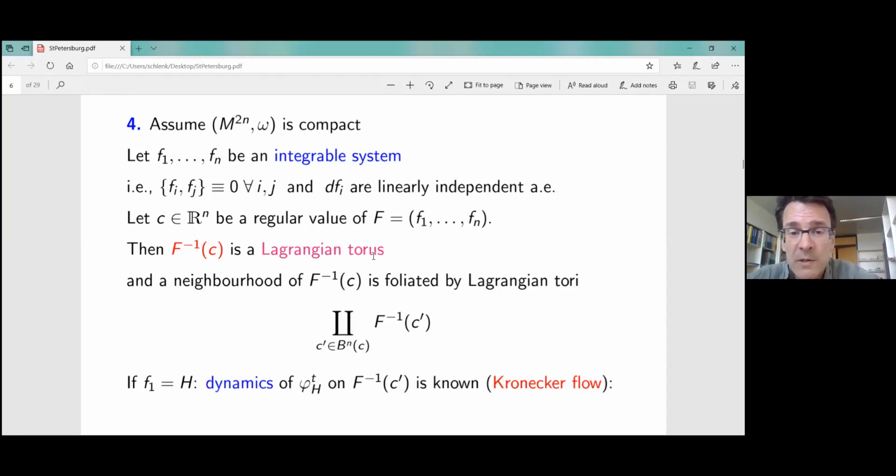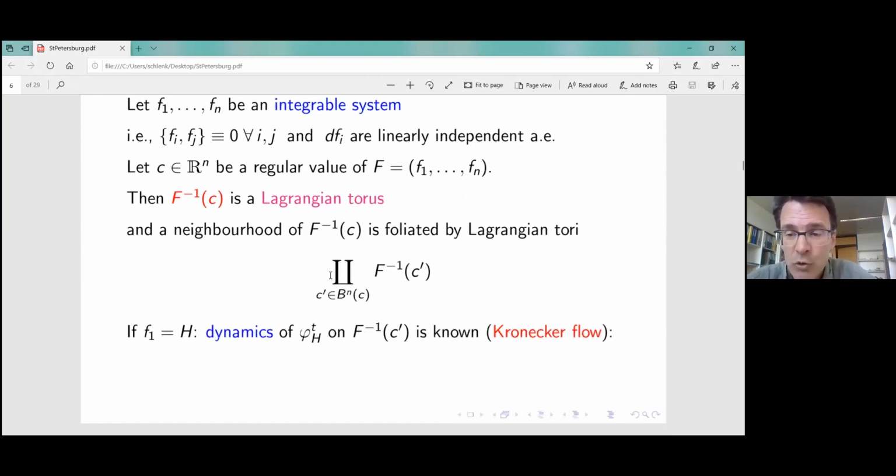And that it's a torus follows because the flows commute and because I have assumed that the manifold is compact. And not only that, because you have a regular value, of course, close by you also have a regular value. So a whole neighborhood is now foliated by tori, right? You have a little n-ball in this R^n so that the whole neighborhood is foliated by Lagrangian tori. So this is the topological statement of the Arnold-Liouville theorem.